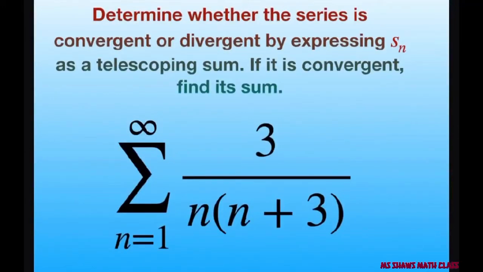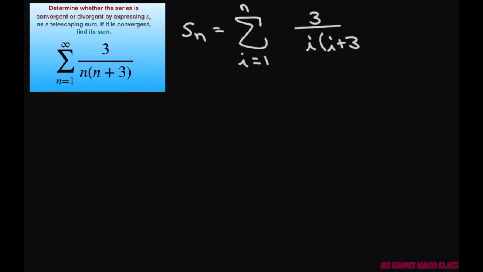For problem one, we're going to determine whether the series is convergent or divergent by expressing S sub n as a telescoping sum. If it is convergent, we're going to find the sum. So we're going to rewrite this as the sum, and we're going to go from i equals 1 to n, and we're going to write this as 3 divided by i times i plus 3.